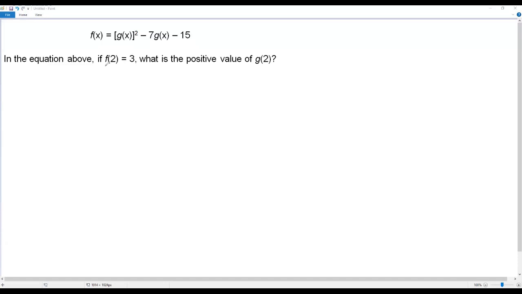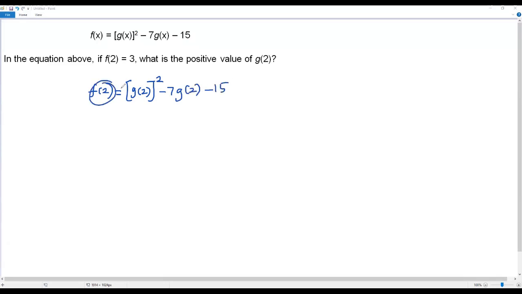Since we have a value for f of 2, that is 3, what we can do is plug in x equals 2 into the given equation over here. Then I'm getting f of 2 on the left side. On the right side, wherever I find x, I have to plug in 2 for it. Then I'm getting g of 2, the whole square, negative 7 times g of 2, negative 15.